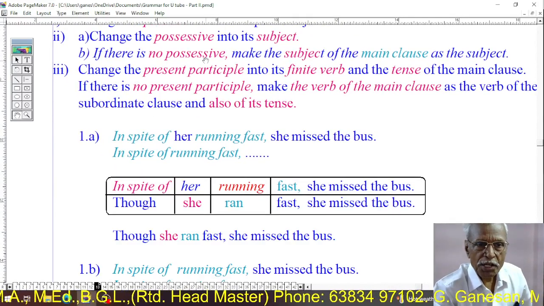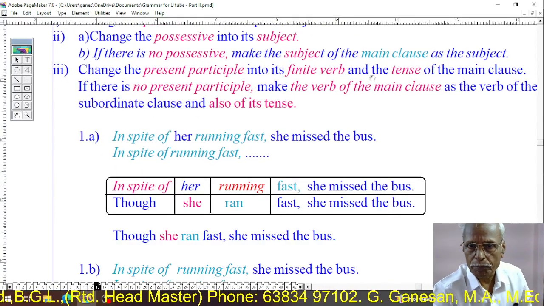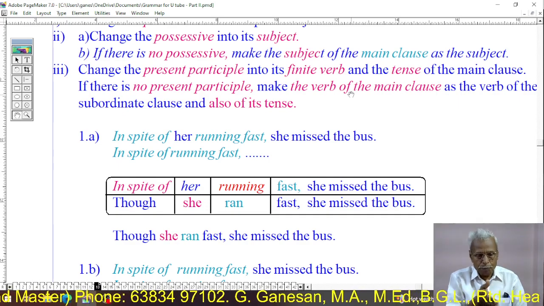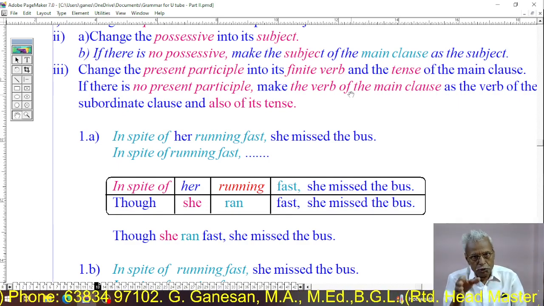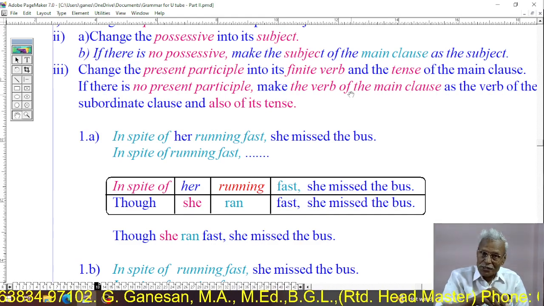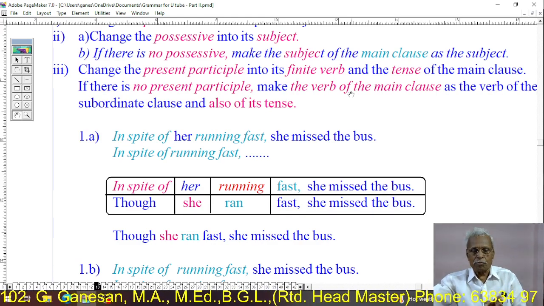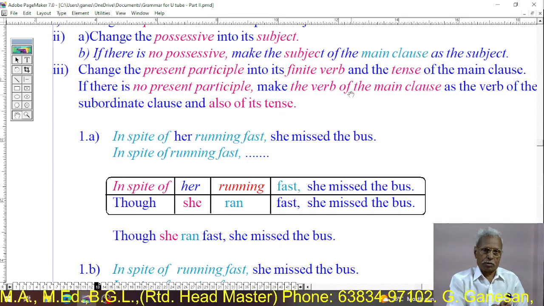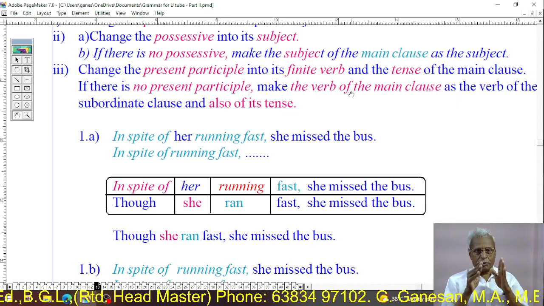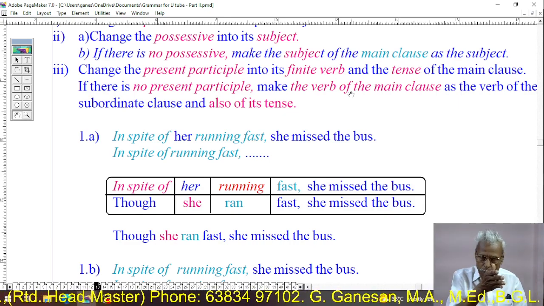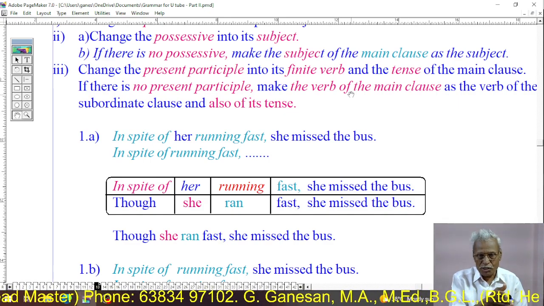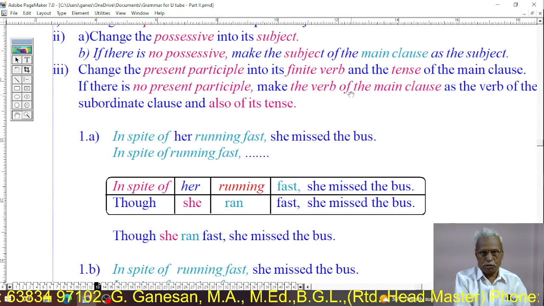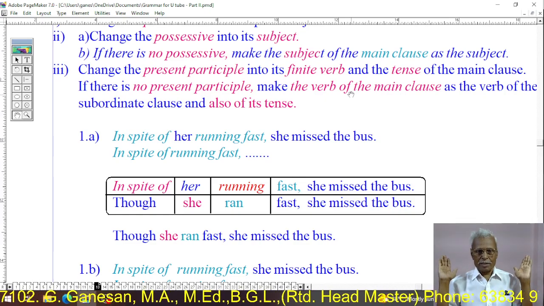Rule 3. Change the present participle into its finite verb in the tense of the main clause. If the tense in the main clause is present, it should be used in present. If it is past, then past. If there is no participle in the phrase, then the verb of the main clause should be used as the verb of the subordinate clause.